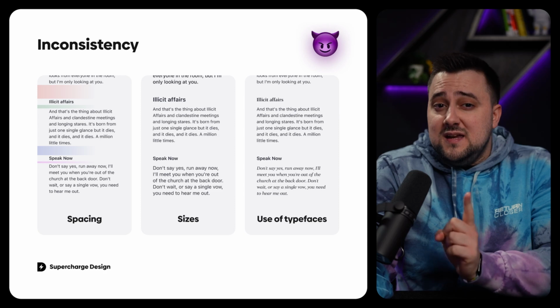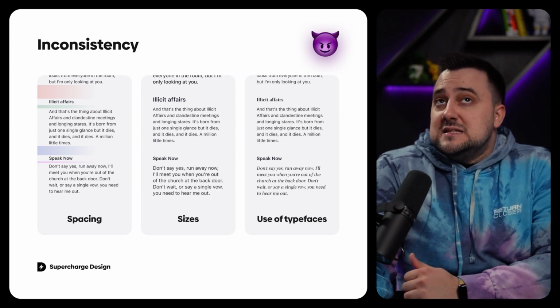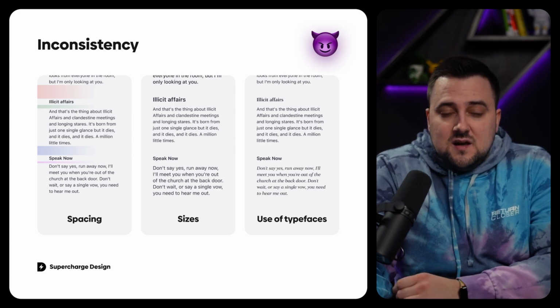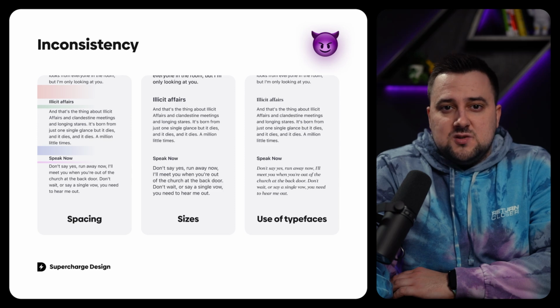Let's close off this module with the most common mistakes made by designers when it comes to typography. Consider these typography crimes and avoid them at all costs. First one is inconsistency. It's so prevalent. Inconsistent spacing, sizes, usage of typefaces. Sloppy and inconsistent usage of fonts is a massive sign of amateurism.